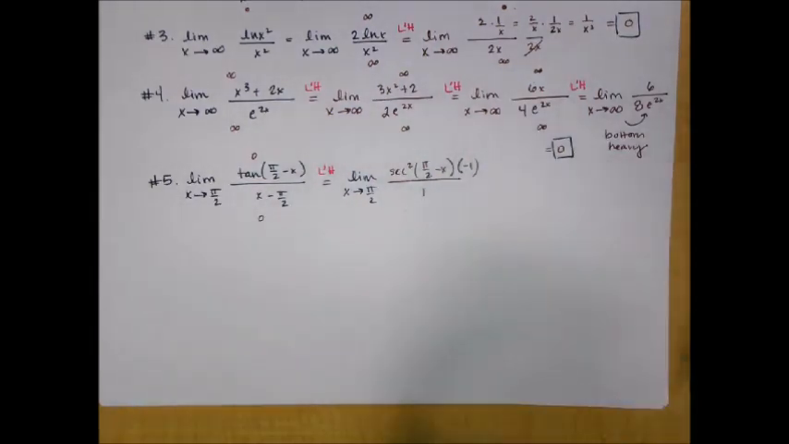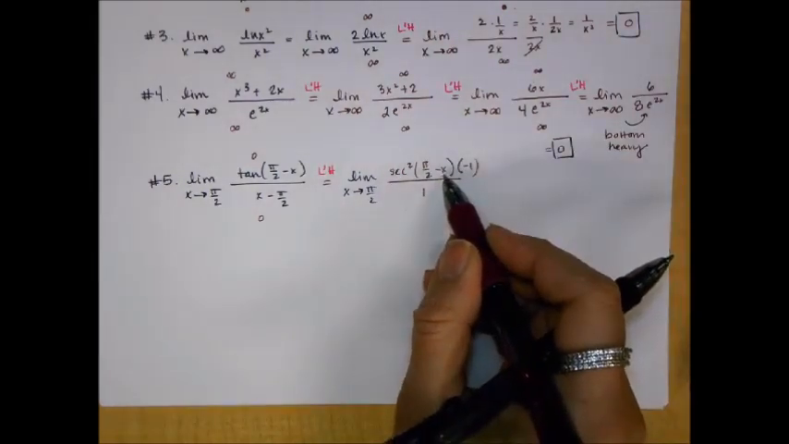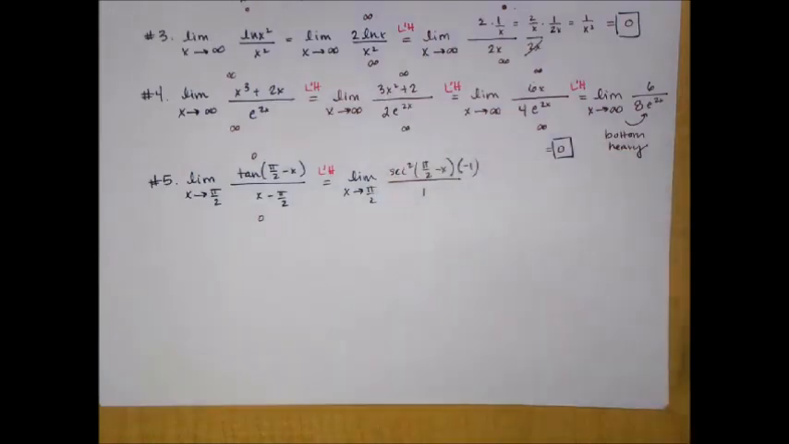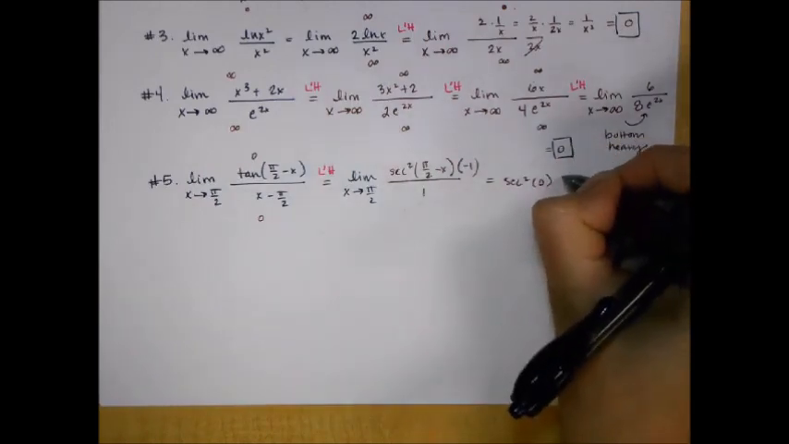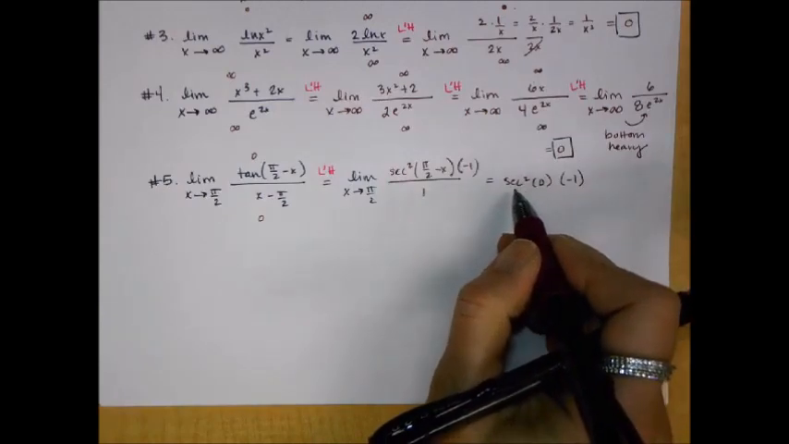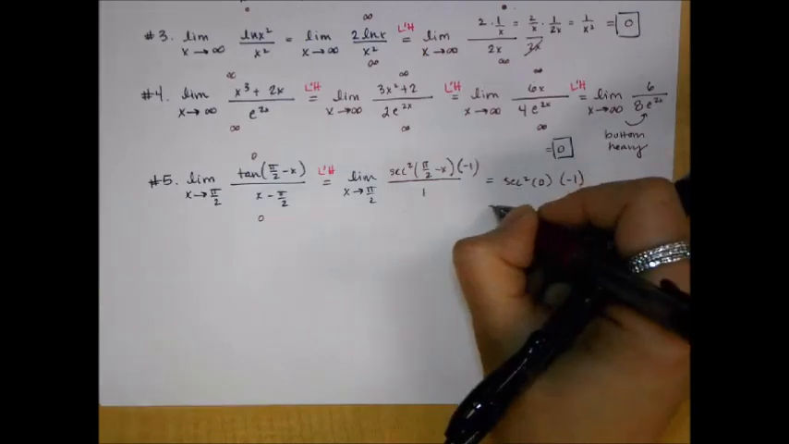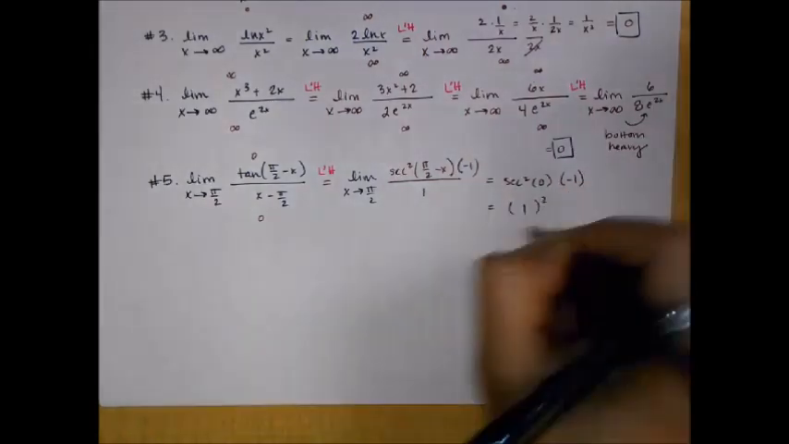We just need to plug in pi over 2. That is going to give us secant squared 0 times -1. And then multiply by -1. So secant, or the reciprocal of cosine. So cosine of 0 is 1. Secant is the reciprocal, which is also 1. 1 squared times -1 is -1.